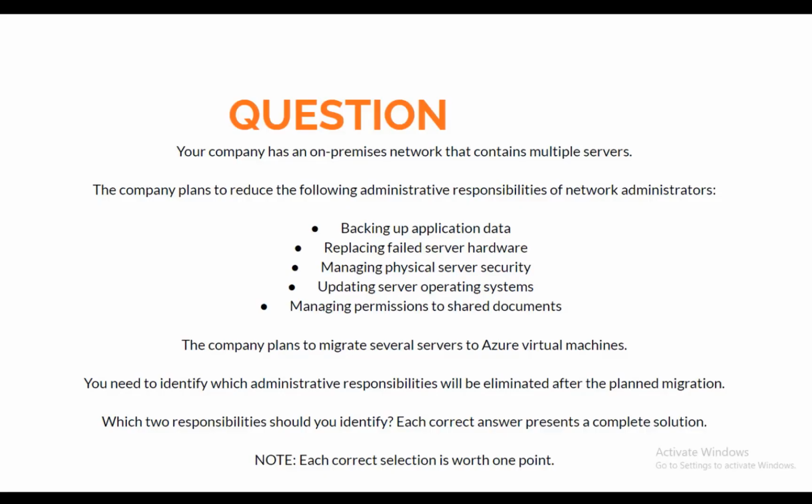Next question. Your company has an on-premises network that contains multiple servers. The company plans to reduce the following administrative responsibilities of network administrators: backup application data, replacing failed servers' hardware, managing physical server security, updating server operating systems, managing permissions to shared documents.